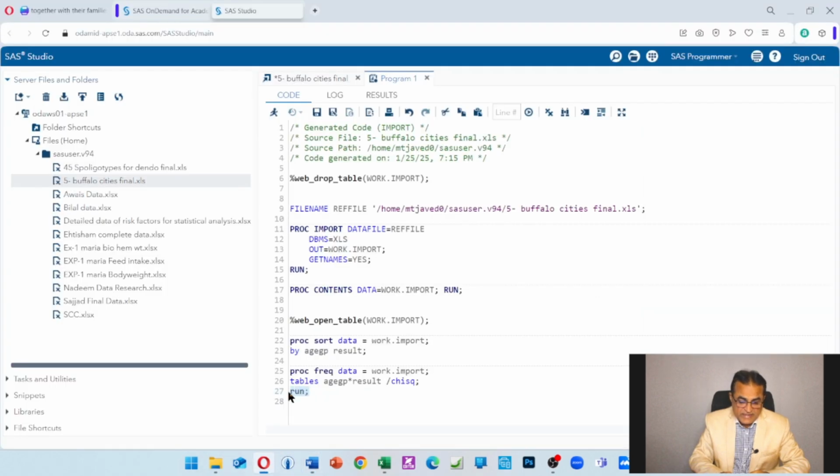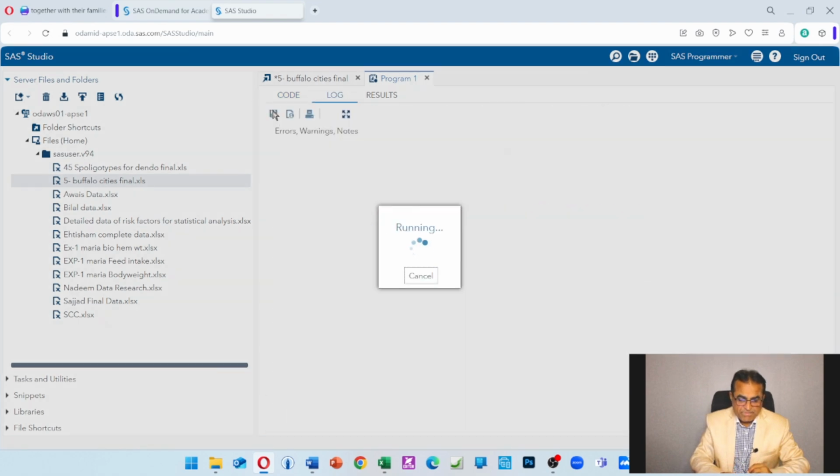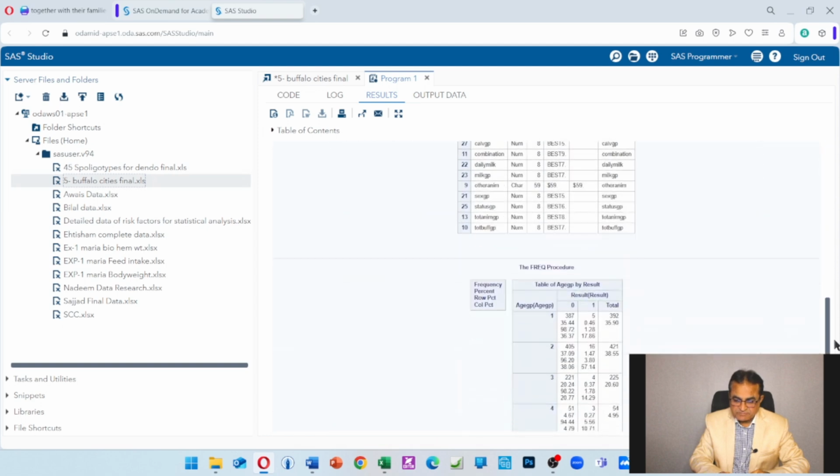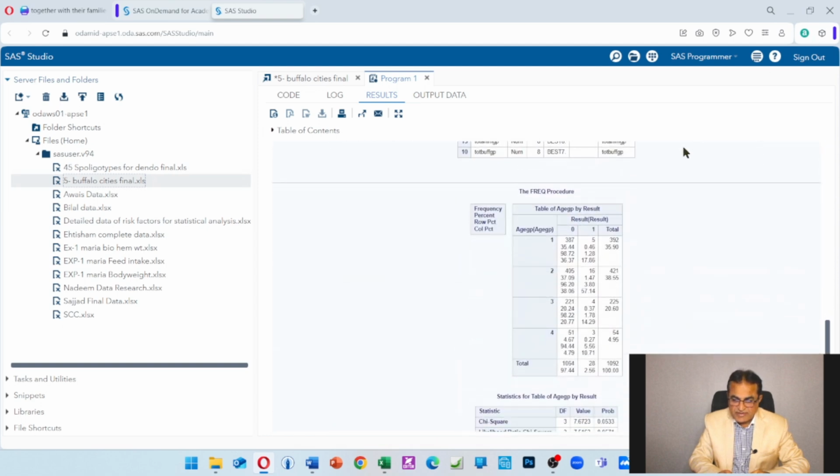Last time we did not write this run command. You can write it or you can not write it, it makes no difference. So let's run it. It will sort the data and generate the table. So here the table is generated.